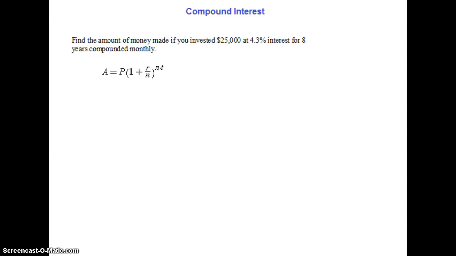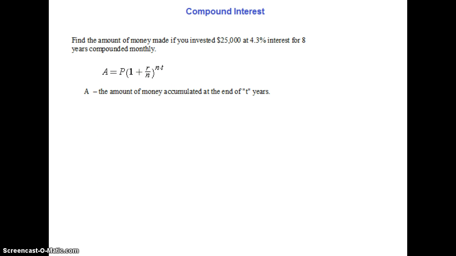Let's solve the following problem. Find the amount of money made if you invested $25,000 at 4.3% interest for 8 years, compounded monthly. To find the amount, we will use the following compound interest formula.